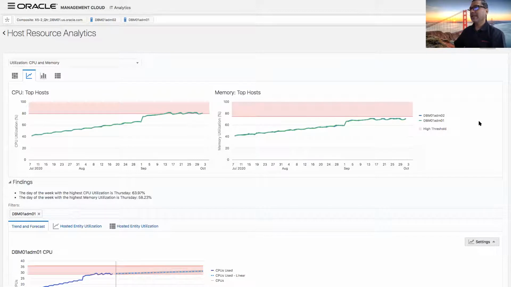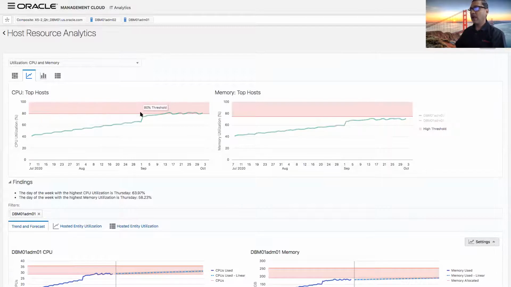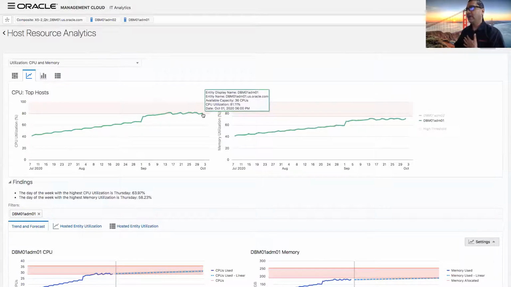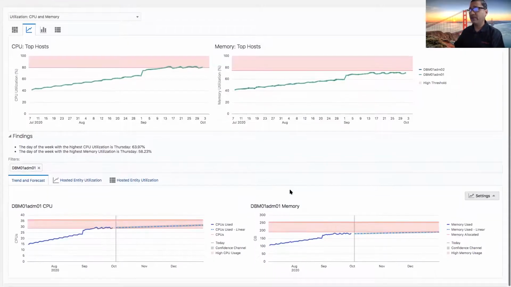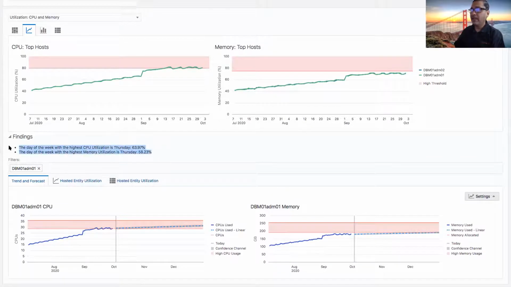So I get to see how my compute nodes are behaving. This is my 80% threshold. I have changed my threshold to 80% because that was my comfort level, and I can see that it has breached that limit. That's why it is showing 0 right now. Memory, I am close to reaching that level. That's why I was seeing 20%. I get insights that, hey, Thursday is my highest CPU utilization day.